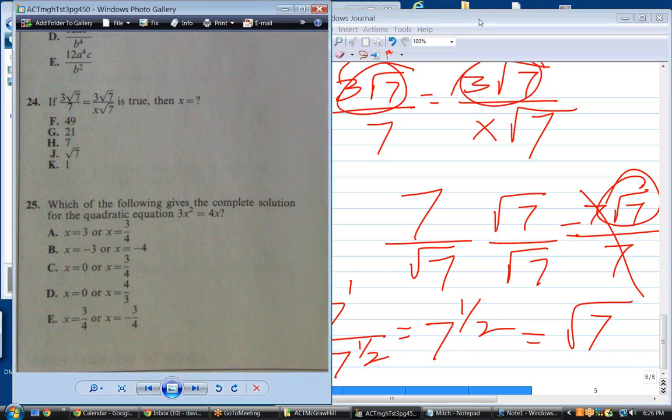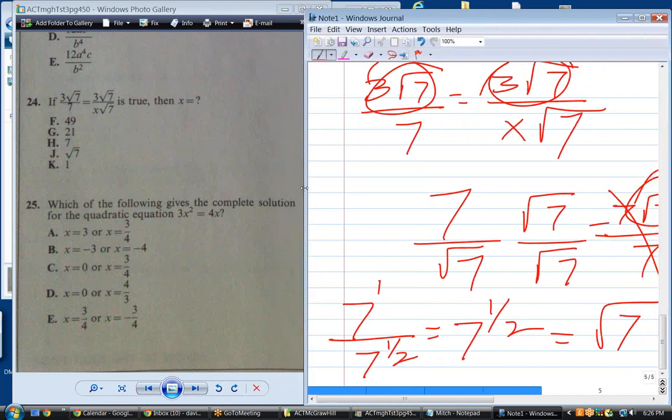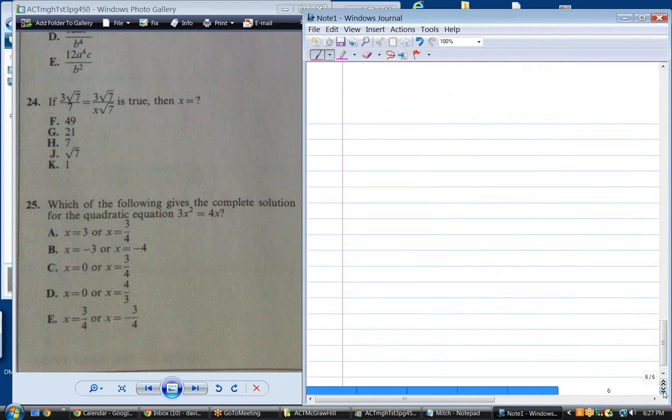All right. So here's the quadratic equation that they're giving. How are we going to solve that?